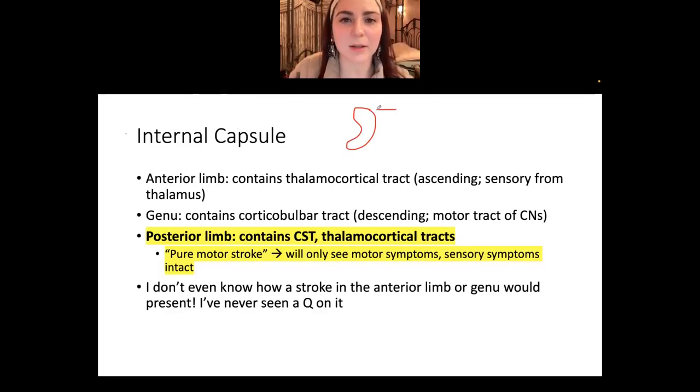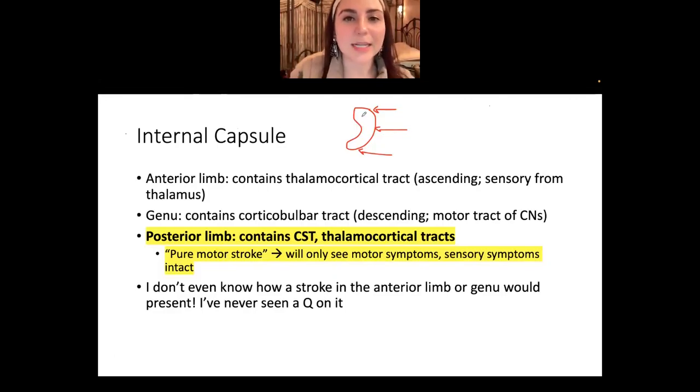The anterior limb is the closest to the top of the brain, obviously. The genu is going to be like the bend where it kind of runs around a bend. And then the posterior limb is going to be down here. And each limb, which is really annoying, has a different function, which is hilarious because of the different structures that run through it.